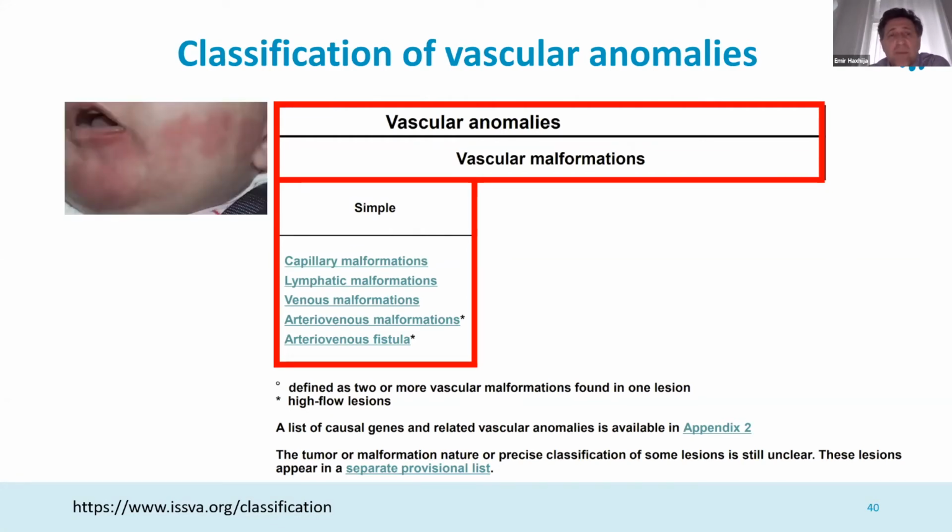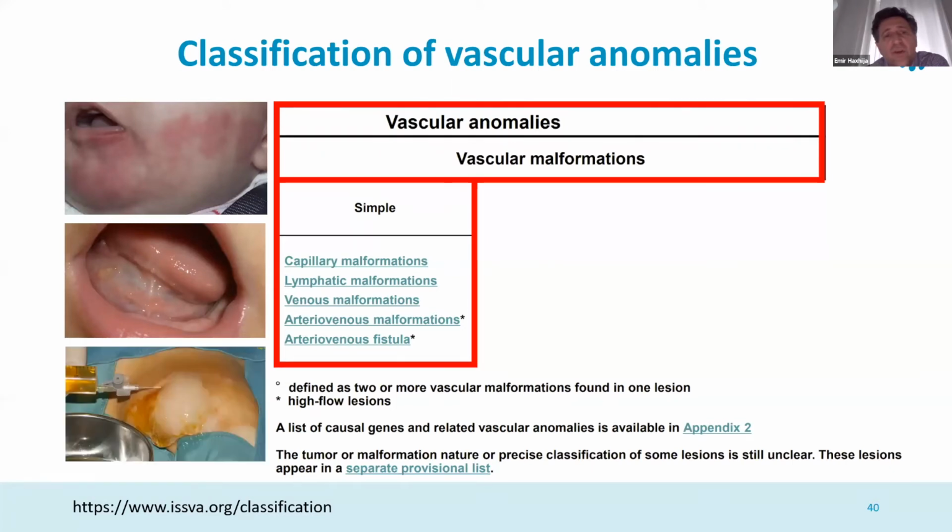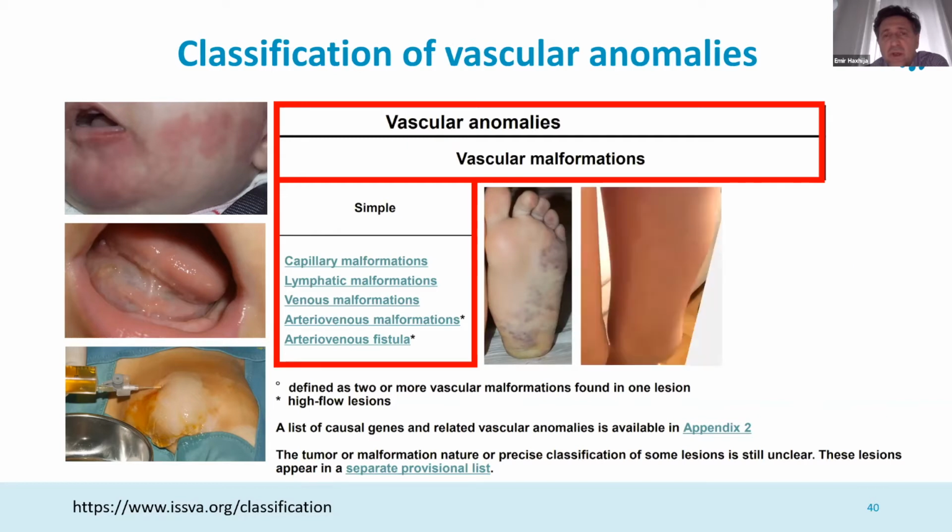So you have capillary malformations, like this child with a port wine stain, or lymphatic malformations, like here on the floor of the mouth, or here in the axilla, where you see the lymphatic fluid from the puncture coming out, or you have venous malformations, like here in a foot, or arteriovenous malformations, or arteriovenous fistula in this girl with the thigh.